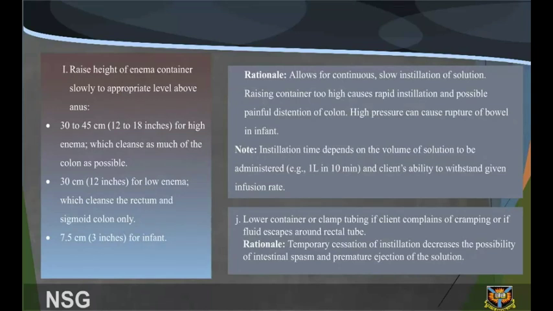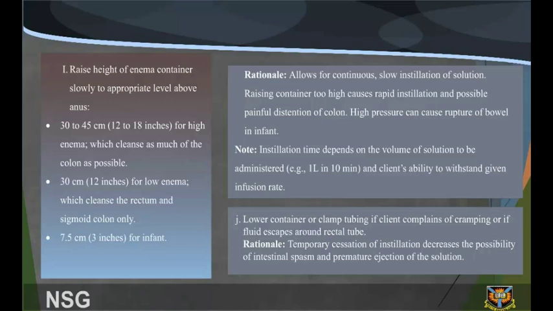Raise height of enema container slowly to appropriate level above anus. 30 to 45 cm for high enema, which cleans as much of the colon as possible. 30 cm for low enema, which cleans the rectum and sigmoid colon only. 7.5 cm for infant. Allows for continuous slow instillation of solution. Raising container too high causes rapid instillation and possible painful distension of colon. High pressure can cause rupture of bowel in infants.